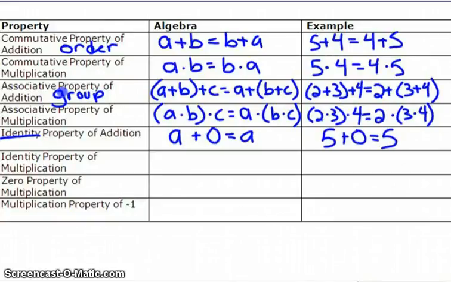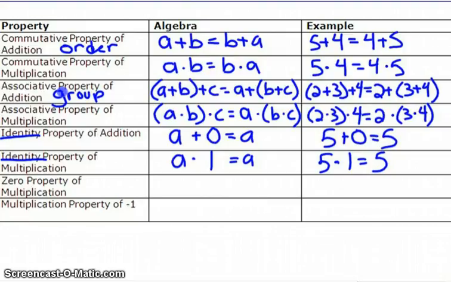The identity property of multiplication is a little different because if we use a times 0, that's not going to equal a. That's going to equal 0. We need to find a number to multiply the a by so that my answer is still a. Well, that would be 1, because 5 times 1 would equal 5. So the identity for addition would be 0. The identity for multiplication would be 1.